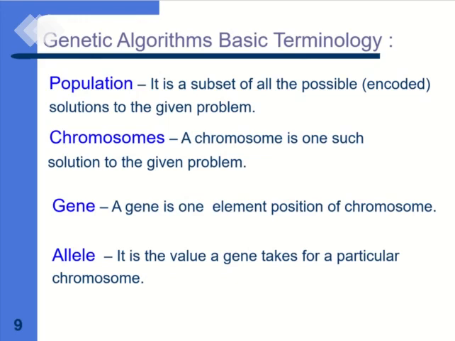Now we'll speak about the terminology. The first one is the population, which is the subset of all possible solutions to the given problem. The other one is the chromosome, which is one such solution to a given problem. The gene is one element of a chromosome, and the value of this gene is called the allele.